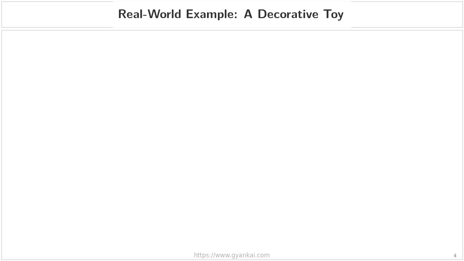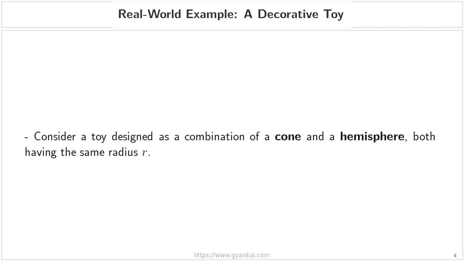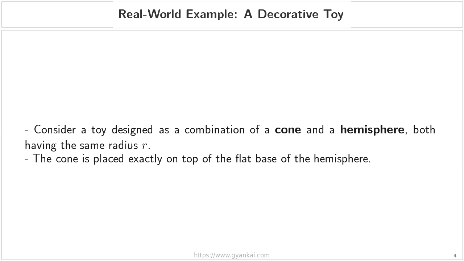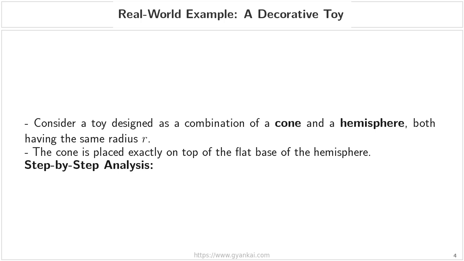Real-world example, a decorative toy. Now that we understand the theory behind exposed surfaces, let's put this into practice with a real-world example. Imagine you are looking at a decorative toy. This toy is made by joining two shapes together, a cone and a hemisphere. Both of these shapes share the exact same radius, which we will call r. To form the toy, the cone is placed perfectly on top of the flat, circular base of the hemisphere, so they fit together seamlessly. To see why our previous discussion is so important, let's perform a step-by-step analysis, starting with what we call the incorrect approach.